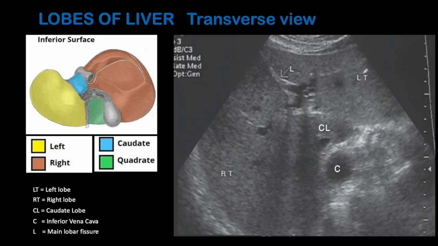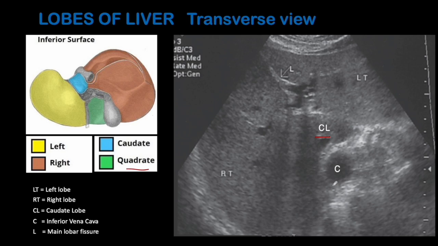Liver has right liver lobe, left liver lobe, caudate lobe, and quadrate lobe. Identification of caudate lobe is important because we can make a diagnosis of chronic liver disease based on the size of the caudate lobe. So, caudate lobe is located posteriorly near the inferior vena cava.